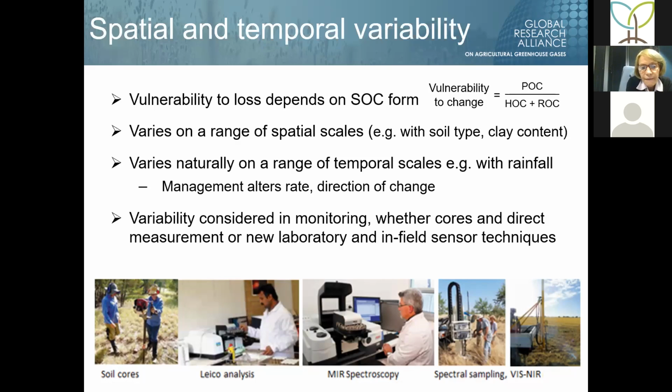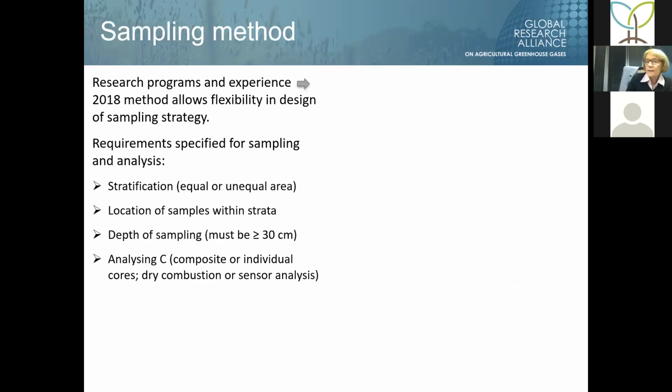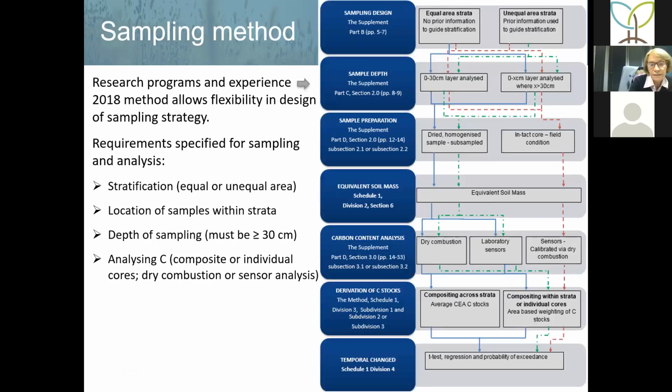And we use that understanding of the variability to look at how we develop monitoring, whether using coarse and direct measurement, or new laboratory and in-field sensor techniques. So just very quickly, some of the issues in sampling. In the latest method that was developed in 2018, we're allowed to incorporate a degree of flexibility based on the research findings. And the method presents a decision tree type structure to show proponents how they might target the most cost-effective method. And I won't go into that detail, and I think one of the later presenters will also mention sampling.